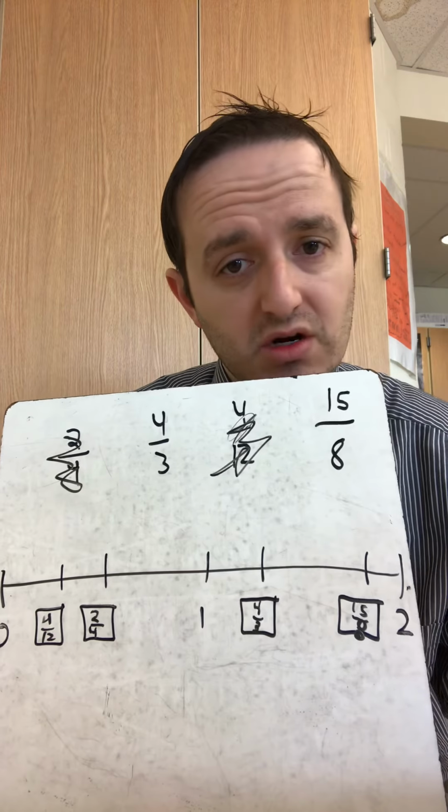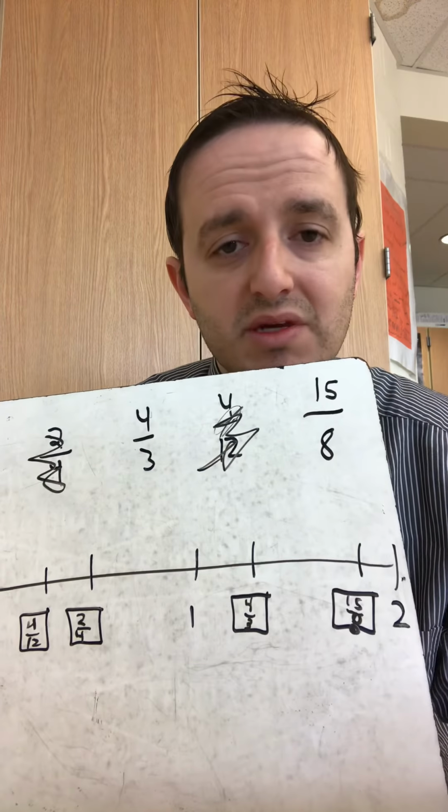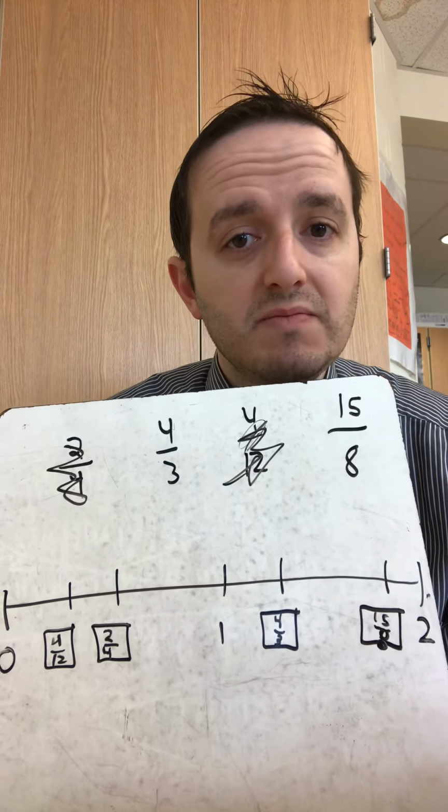So if you draw a picture, convert your improper fractions and make mixed numbers, you're going to get this right every time. All right? Thanks for watching this video.